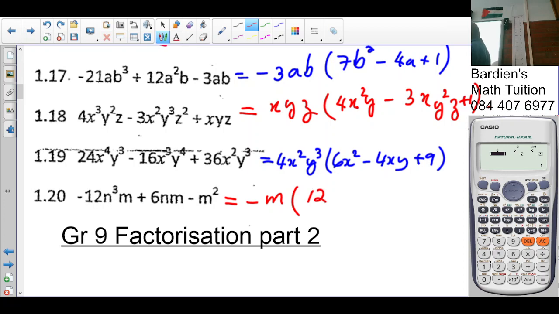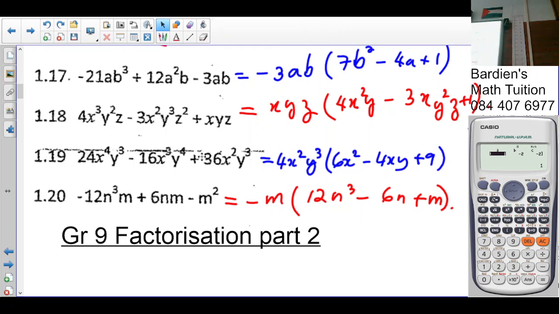It's going to be 12 in cube minus 6 in plus... is it right? Okay. Yes, Lisa? What did you write? I wrote unfactorable. Unfactorable. But is it not that m is common? Even if that m was not common, the first term is negative. You have to take out the negative as common. Okay. Anything else?